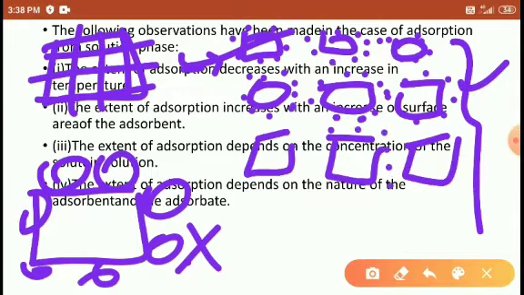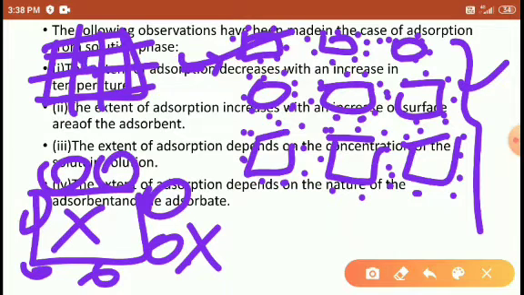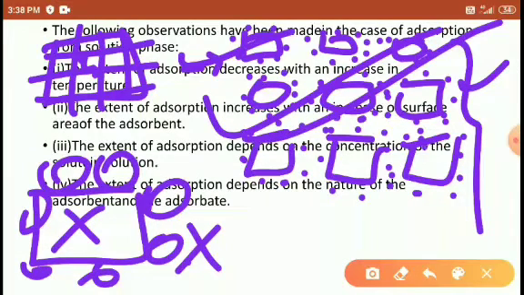It means that after dissociation, whatever the ionic particles are there, they are also active toward adsorption. Here the inner particle is not active. Ionic particles are active toward adsorption. Right? So the surface area here is large, so more gas particles are adsorbed as compared to this one.